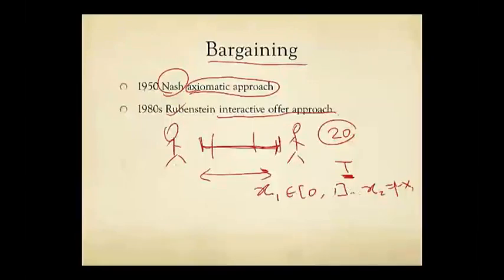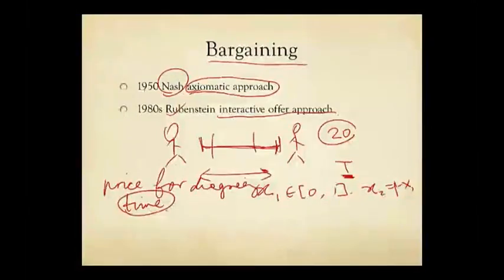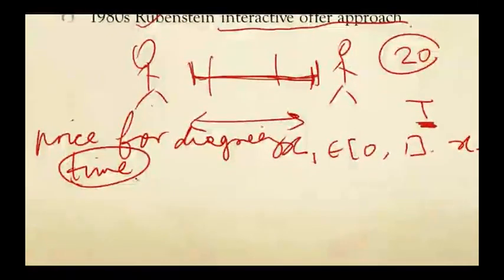But this process can keep on going forever. So there must be some kind of friction, some reason for people to say, I got to stop and take the offer. And one could be the price for disagreeing being time.